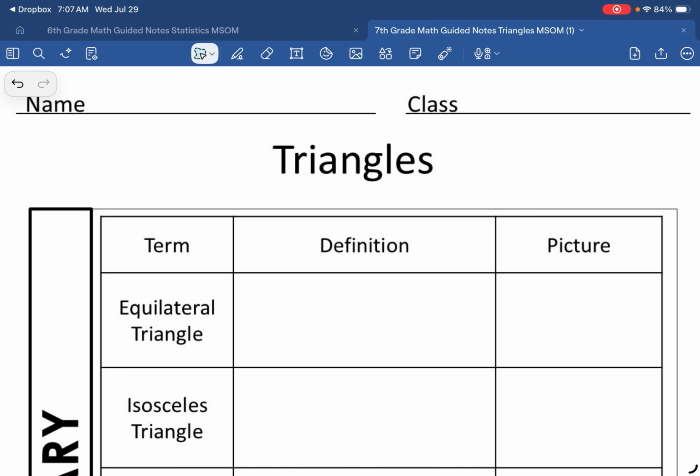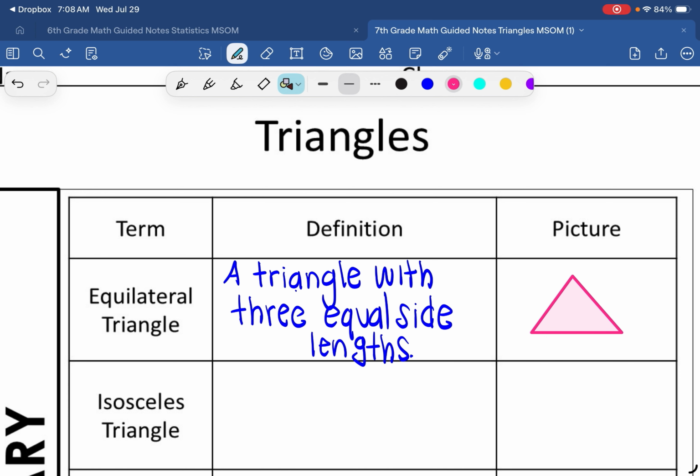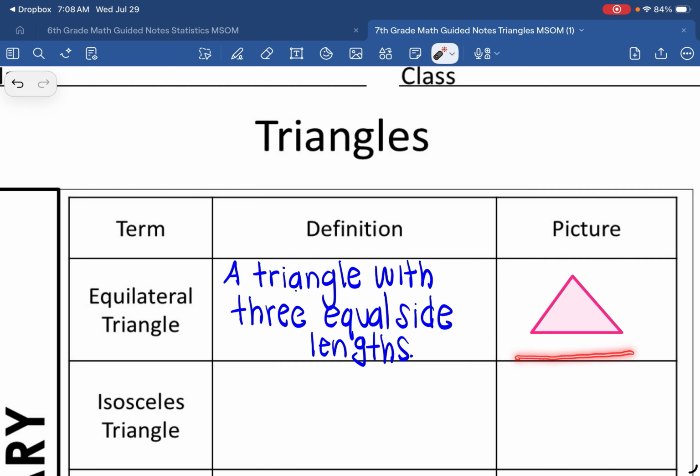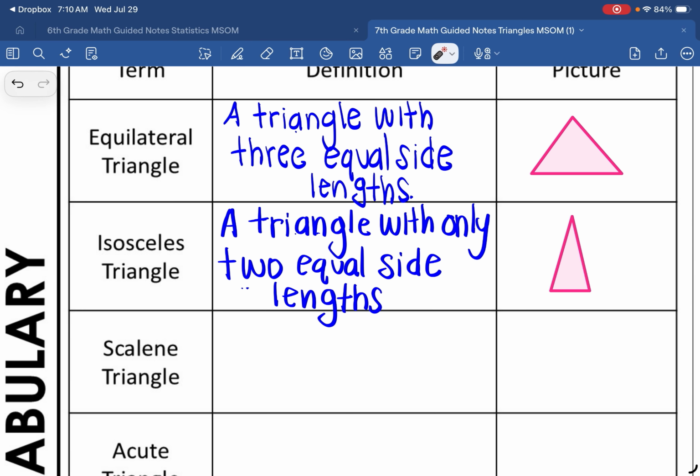Let's get started. An equilateral triangle is a triangle with 3 equal side lengths. And then I want you to sketch a picture of an equilateral triangle. Now these are just sketches. It's not going to be perfect, but it can give you an idea of what it will look like. An isosceles triangle is a triangle with only 2 equal side lengths. And then sketch your picture.